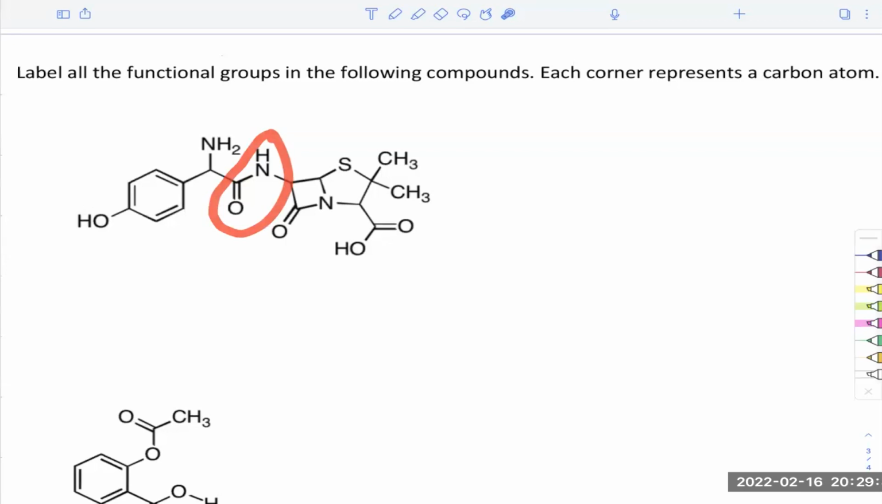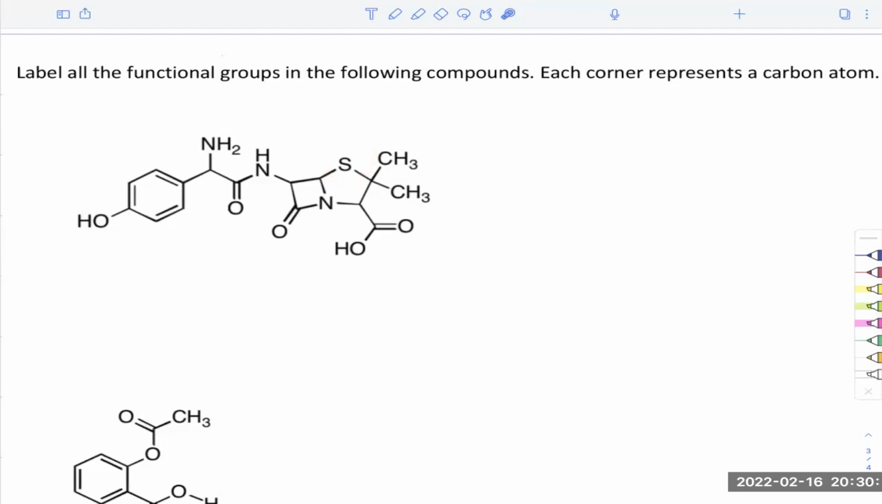This one is amide group, or we also call it peptide if it is in natural compounds. So this is peptide or amide. All right, so amide group. This one is a carbonyl group because C double bond O. This one is an amine group again. So this one is carboxylic acid, and this one is a thiol.